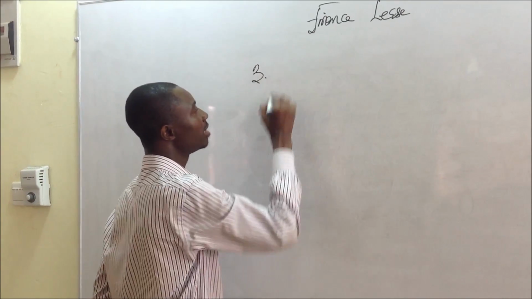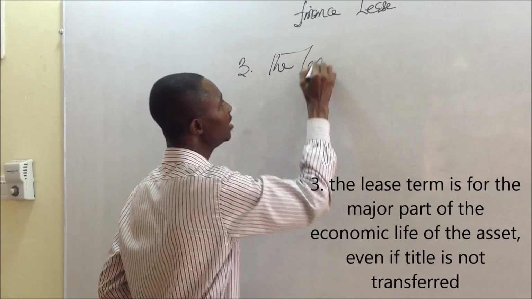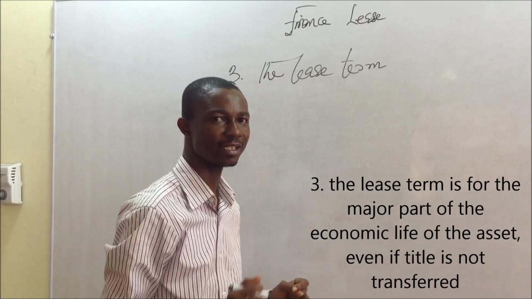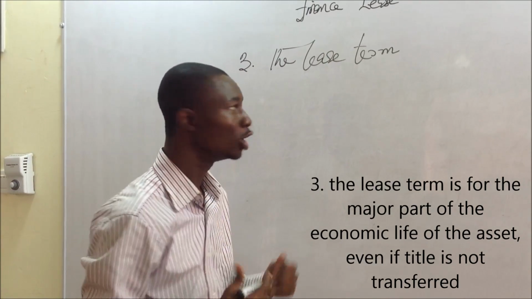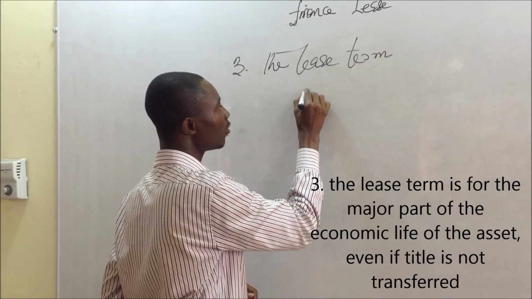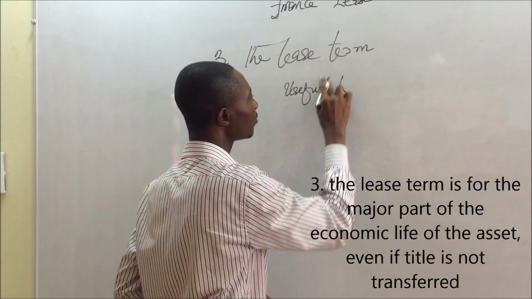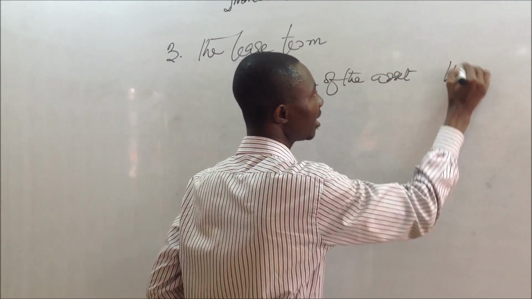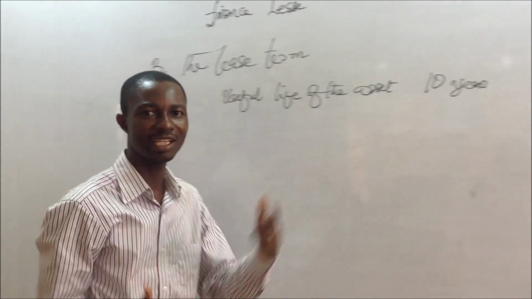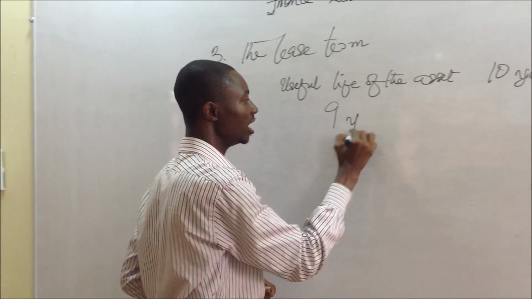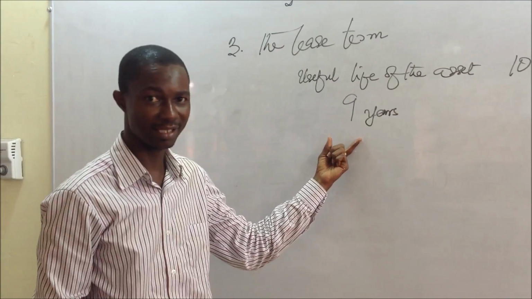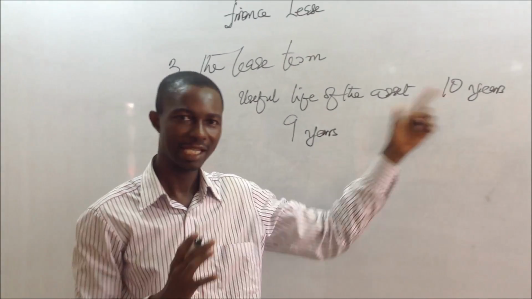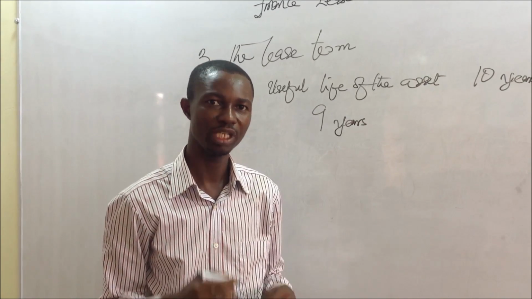So 3, the lease term. So here we are talking about the lease term being for a major part of the economic life of the assets, even if title is not transferred. So for instance, assuming that the economic life or the useful life of the assets is, let's say, 10 years, and you are taking a lease on this asset for 9 years. It means that the lease term, which is 9 years, forms a major part of the useful life of 10 years for the particular asset. If that is the situation, then the lease in question will be a finance lease.